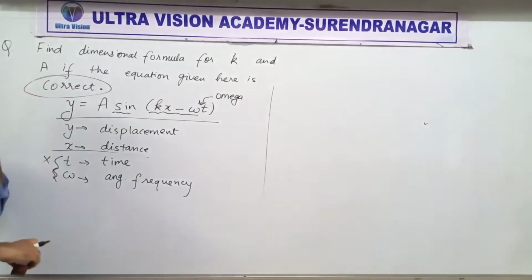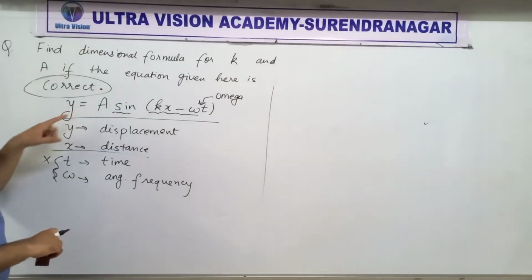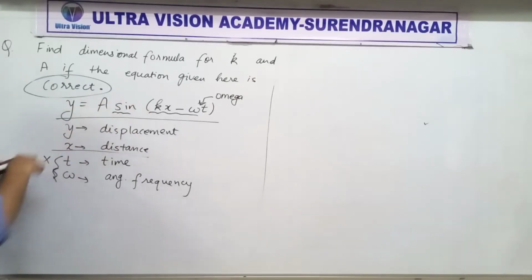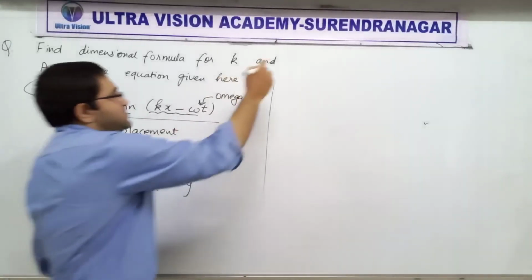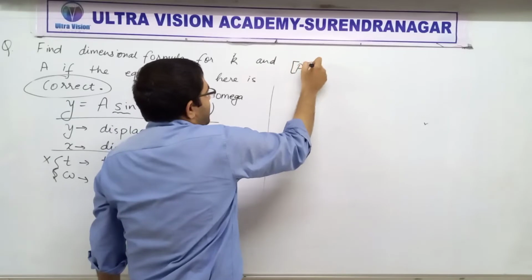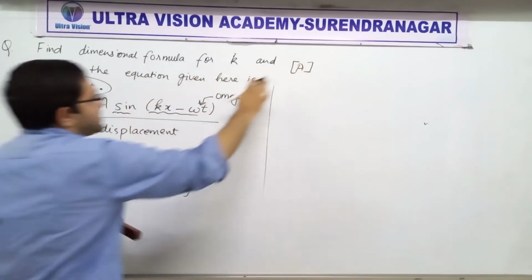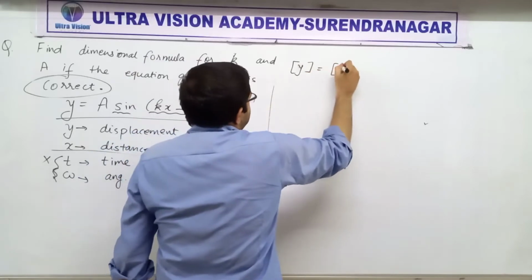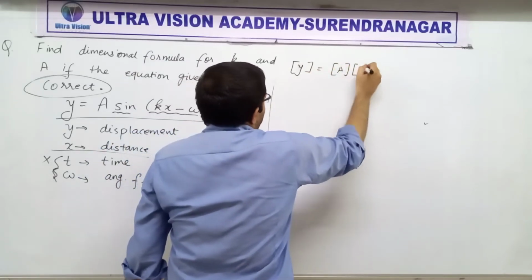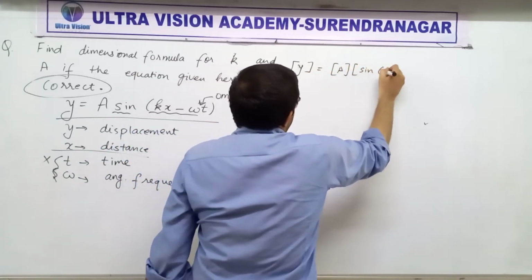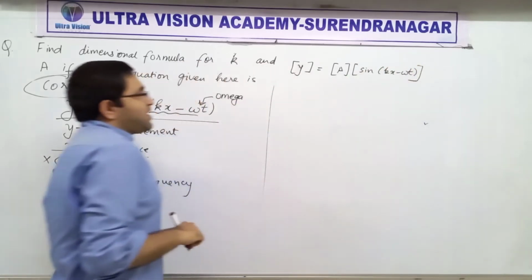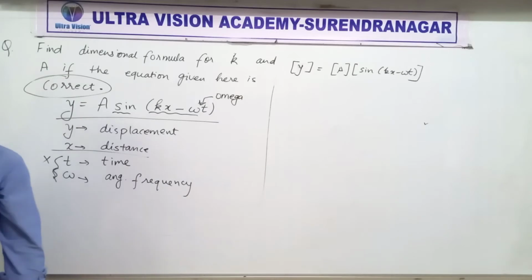Okay, here we want to find the dimensions of A, or the dimension formula for A. Now compare both sides. The dimensions of y on the left side should be equal to the dimensions of A multiplied by the dimensions of sine of kx minus omega t. I hope that step is clear to all of you.